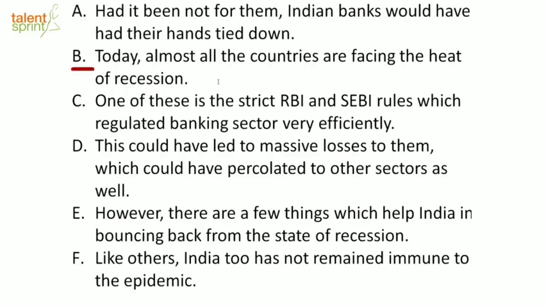Now, which sentence would that be? Would it be A, C, D, E, or F? Now, if you look at it, I know sentence F, like others, making reference to the other countries, India too, singling out our country, has not remained immune to this epidemic. Now, epidemic, again, makes reference to the recession. What is an epidemic? An epidemic is a rapid spread, affecting an area or a population at the same time. Something negative happening right there. So having said that, F becomes a sequential sentence making reference to all the countries and making reference to the recession. So India too has not remained immune to the epidemic.